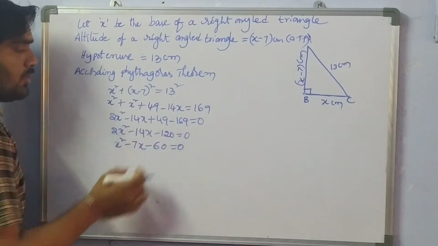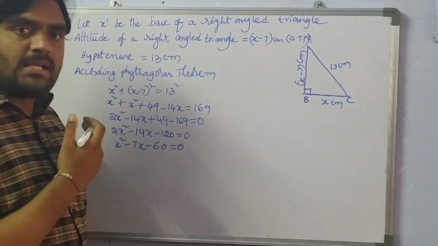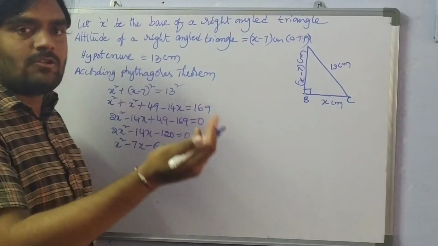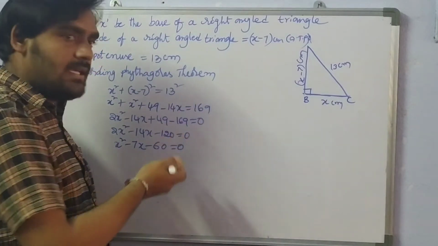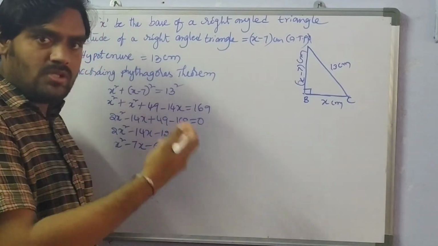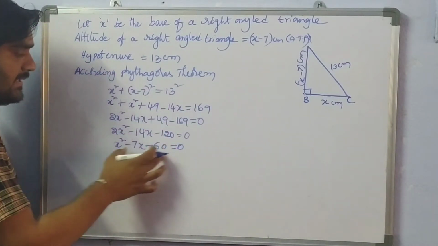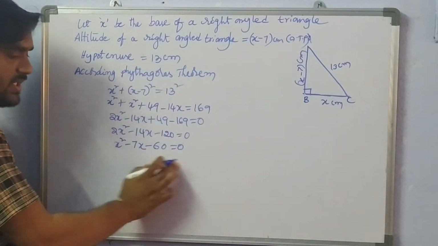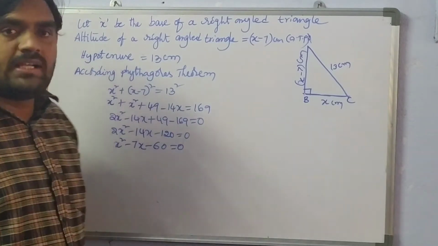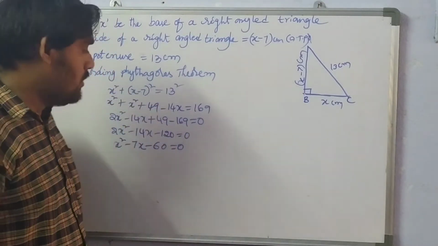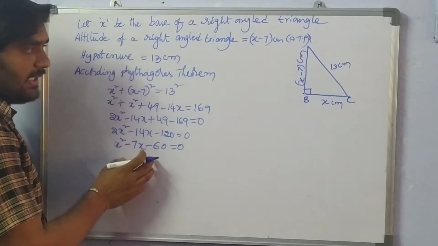Don't get confused. From each and every term, 2 is common, so 2 is multiplying the left hand side. After the equals sign, it will divide 0 by 2, and 0 by anything is 0 only. So you will get this equation. It is in the form of a quadratic equation, so we need to find the roots of a quadratic equation.